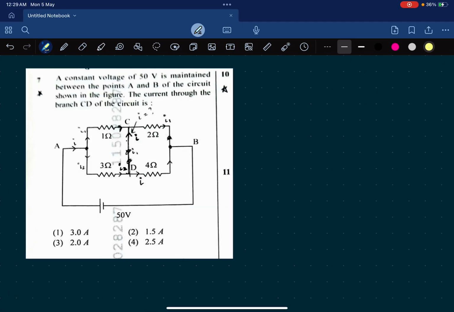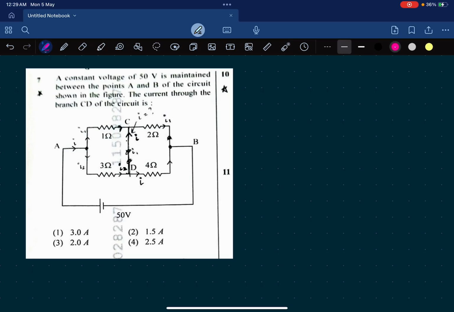All right. So here we have one more question. What is given? From current electricity, a constant voltage of 50 volt is supplied to this circuit, and the circuit has resistances of 1 ohm, 3 ohm, 2 ohm and 4 ohm. And we have to calculate the current from C to D, right? We can solve this problem by applying KVL, but it will take a little time. So we will try to arrange something.